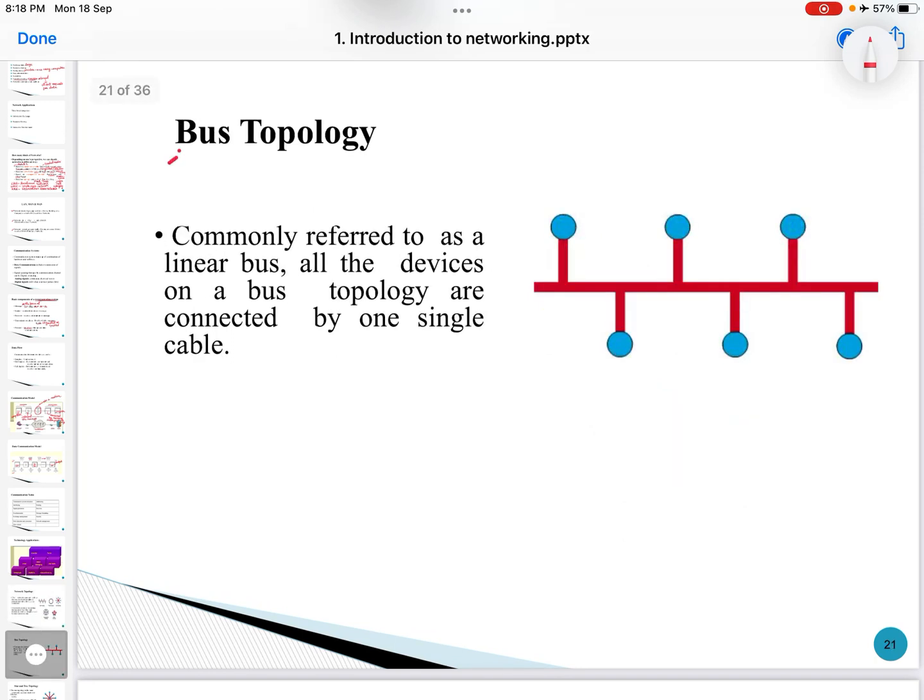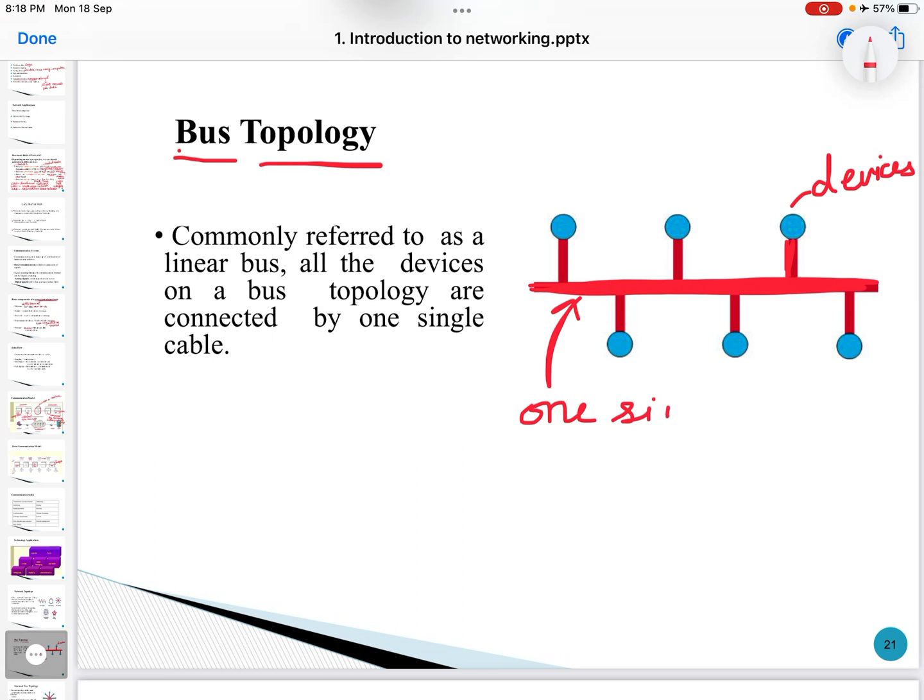So first, the most common one, is the bus topology. Commonly referred to as a linear bus, all the devices on the bus topology are connected by one single cable. So we can see there is one single cable. And what are these? These are the devices. All these devices are connected on this one single cable.